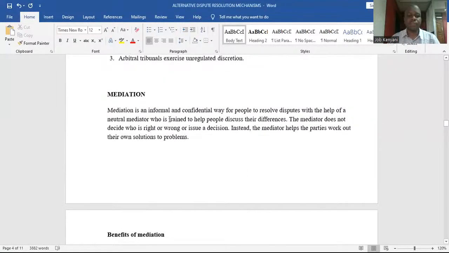Mediation is an informal and confidential way for people to resolve disputes with the help of a neutral mediator who is trained to help people discuss their differences. The mediator does not decide who is right or wrong or issue a decision, like under arbitration, where the arbitrator gives an arbitral award. Instead, the mediator helps the parties to work out their own problems, but he doesn't give the verdict or the solution to the problem. He just creates an environment. That kind of process is known as mediation.